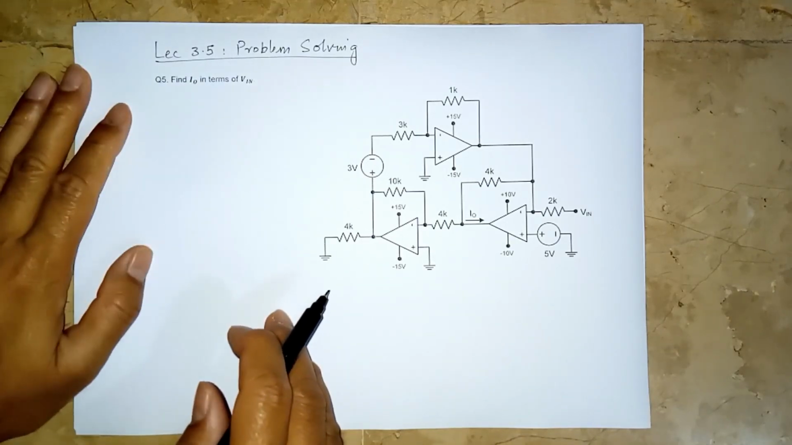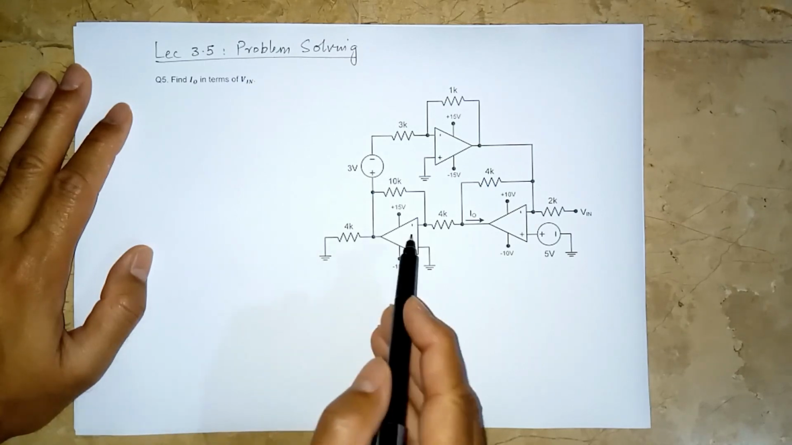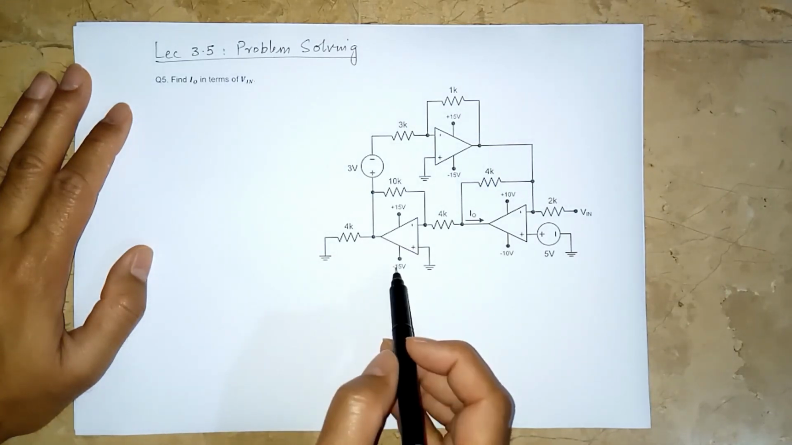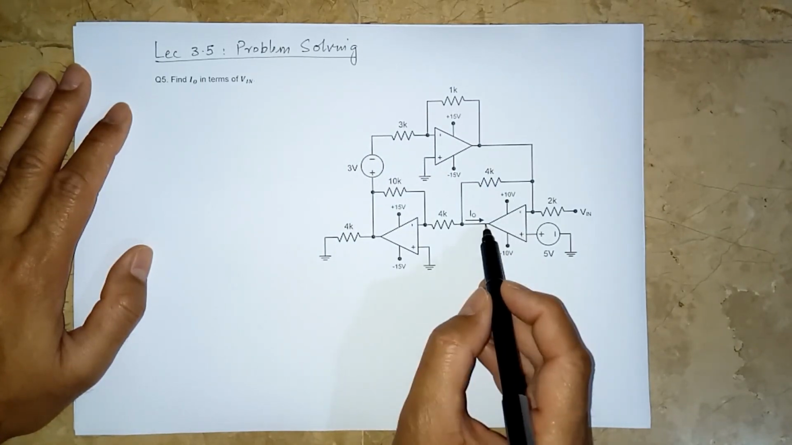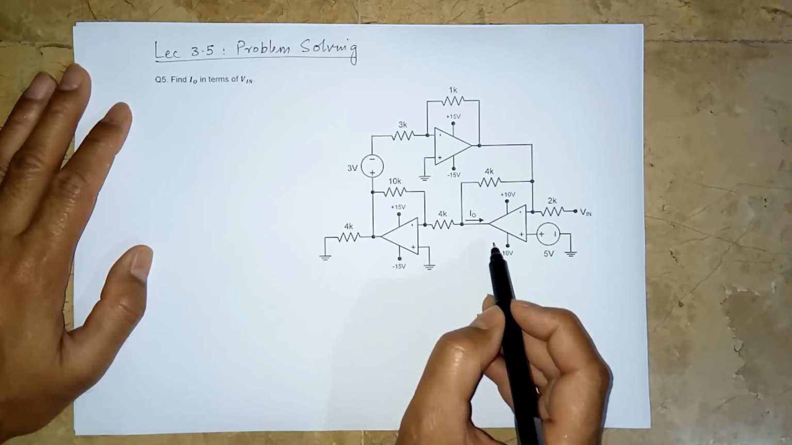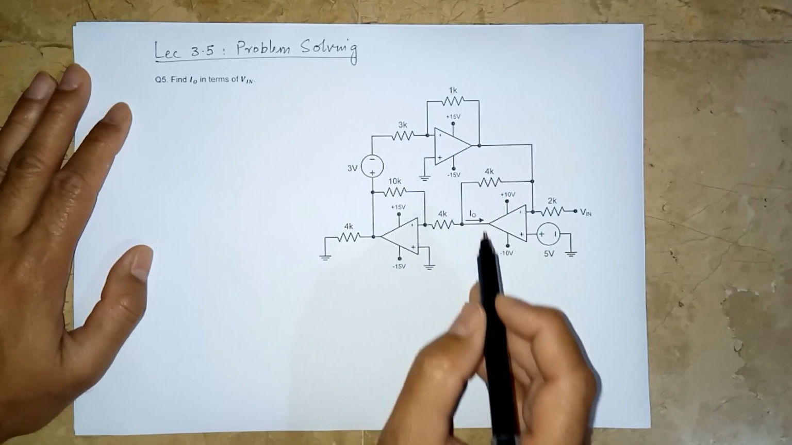So this is another circuit. We have three op-amps in this circuit. And you can see that the supply here is plus 15 volt, minus 15 volt, plus 15, minus 15, and plus 10, minus 10. So the output voltage of this op-amp cannot go beyond plus 10 and minus 10, and plus 15, minus 15, and plus 15 and minus 15.